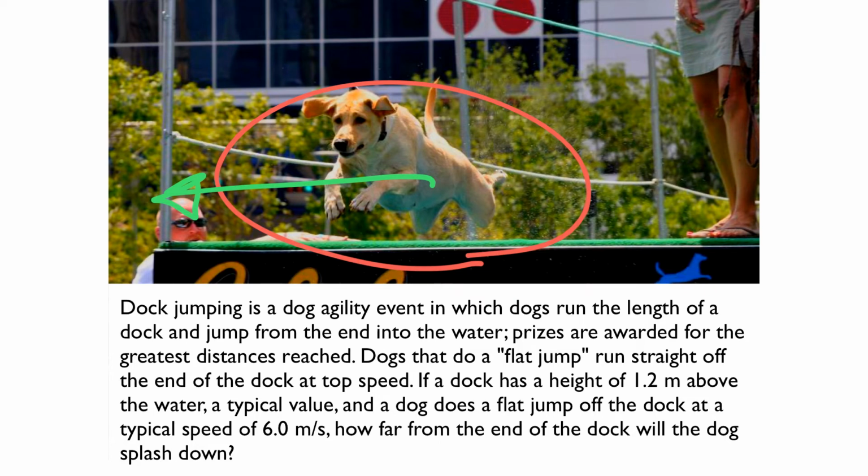If the dock has a height of 1.2 meters above the water, and that's a typical number, and a dog does a jump off the end of the dock, leaving it at 6 meters per second, and that is a typical number. Question: how far from the end of the dock will the dog splash down?